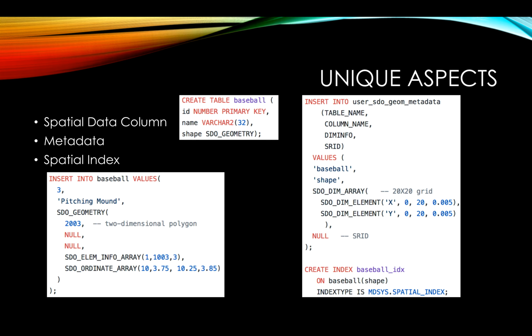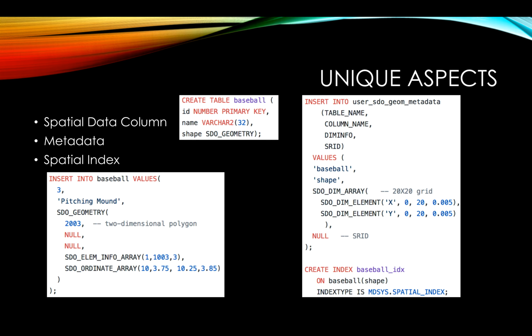And rectangles are special because if you look at the SDO ordinate array, you only have two coordinate pairs. It's because rectangles are represented with what are known as MBRs, minimum bounding rectangles. And all you need is the bottom left coordinate pair, which in this case is 10, 3.75. And then you need the upper right coordinate pair, which is 10.25, 3.85.